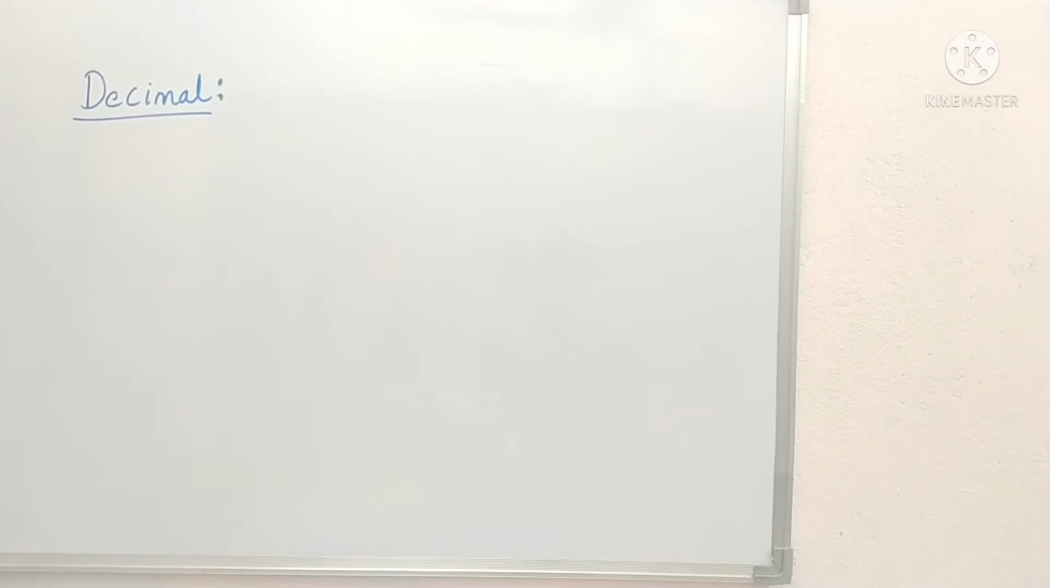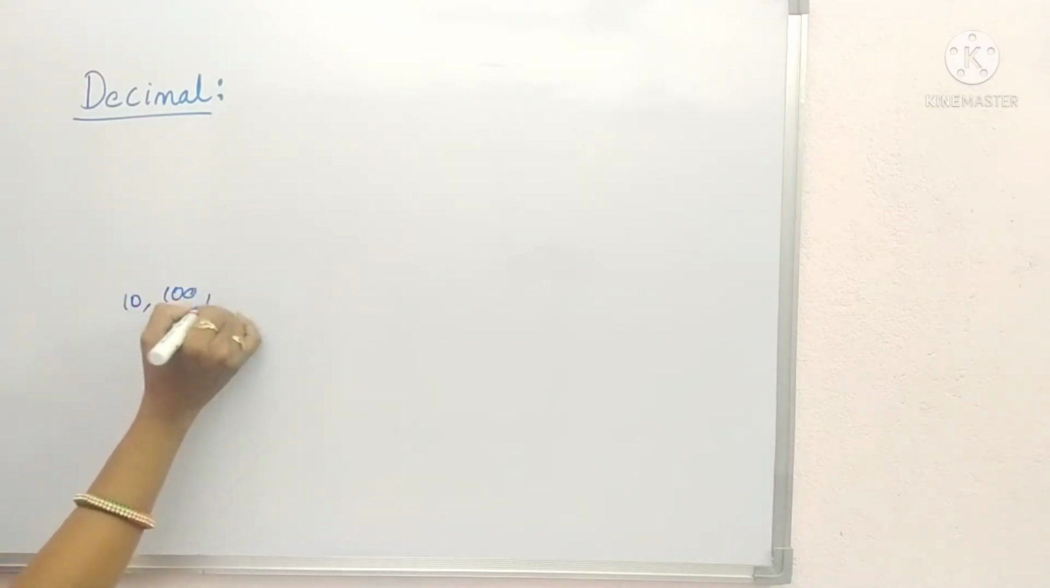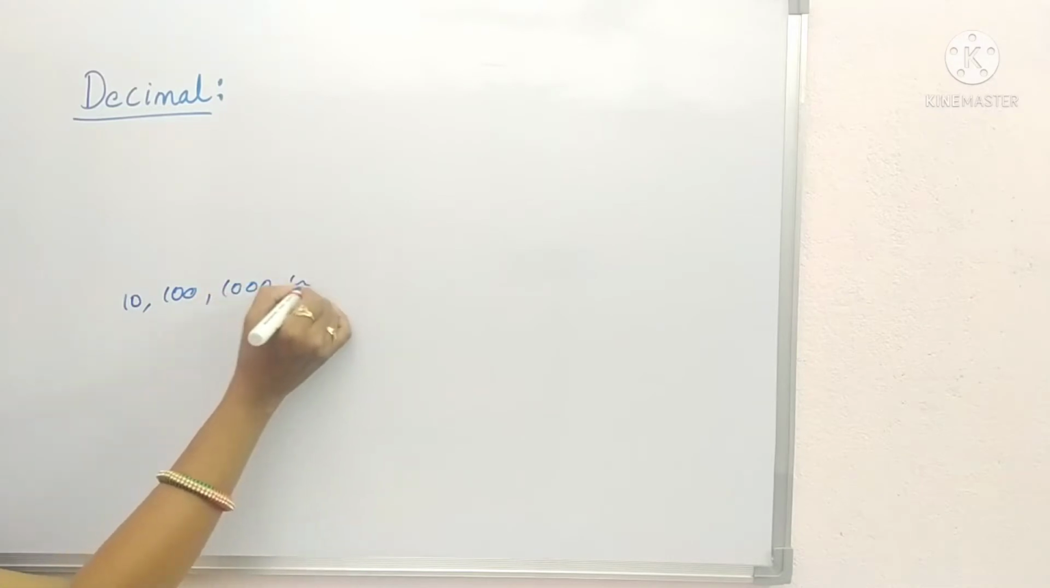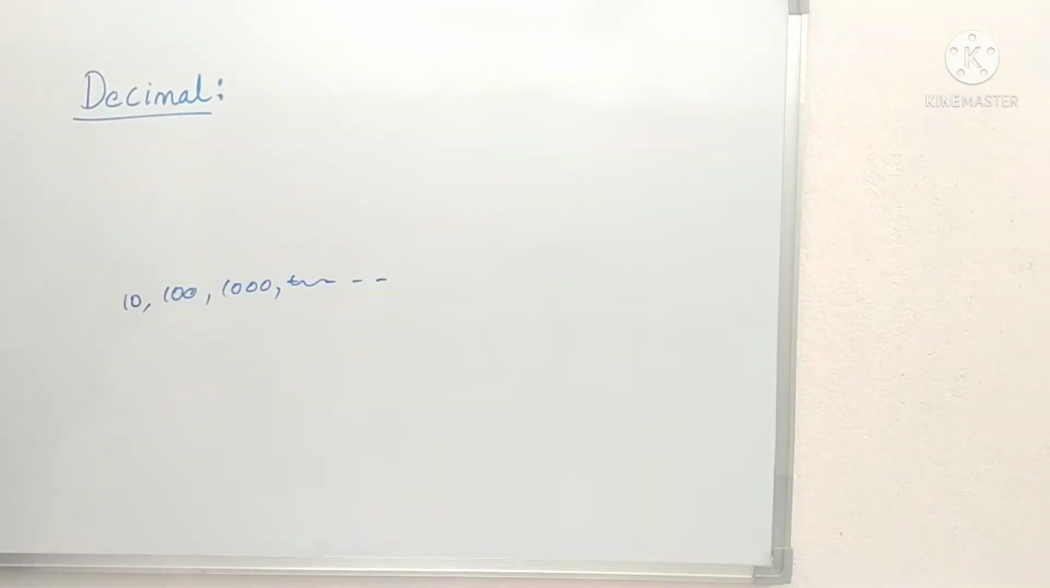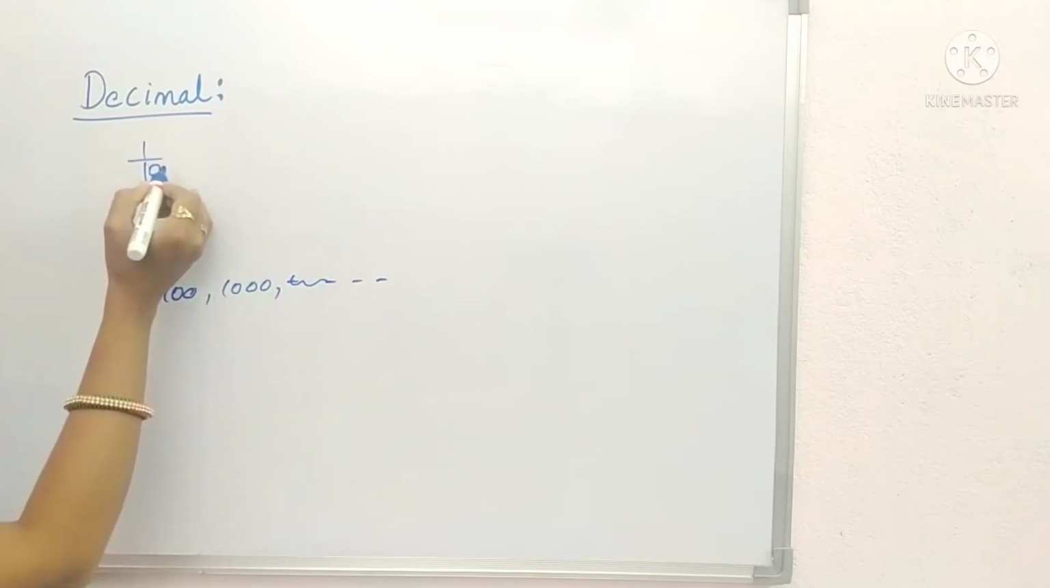Today we will see the multiplication of decimals in our exercise 2.2. Before going to exercise 2.2, we will see what a decimal is. Decimals are nothing but fractions with denominators 10, 100, 1000 and 10,000 like that. So that means 1 by 10 is a decimal.